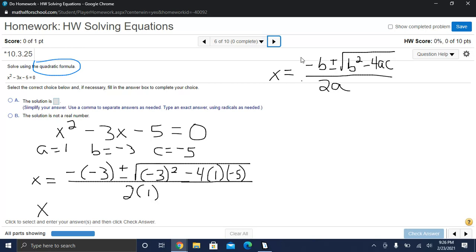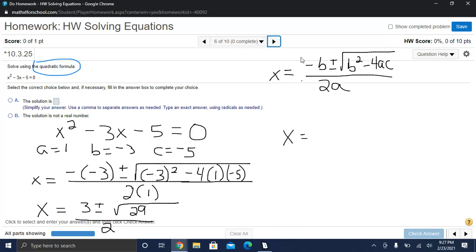And then we'll use Desmos. So the double negative gives me positive 3 plus or minus inside the square root. Now I can use Desmos to do this calculation. I have negative 3 squared minus 4 times 1 times negative 5. If you type that in, you'll get 29 inside the square root, and then this is over 2. And since the 29 does not simplify, this is actually my final answer, except that I need to separate it.